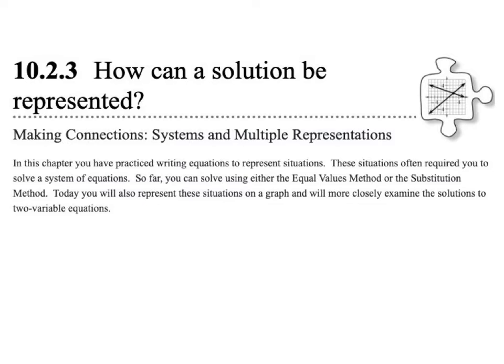So 10-2-3. And this is going to be a little bit more on the substitution method and just finding out some of those solutions here. So on this one it says making connections, systems, and multiple representations.